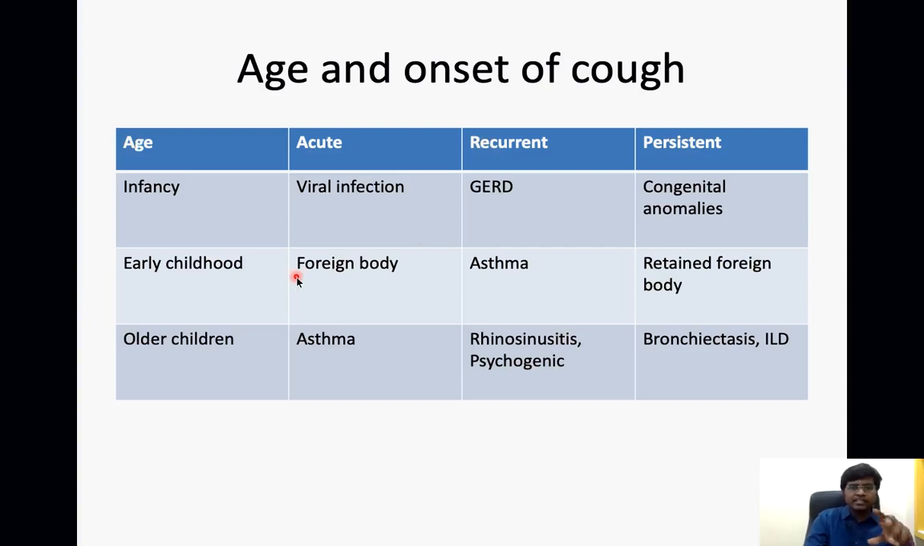And in early childhood, for example a child of age 2 to 4 or 5 years, less than 5 years, presenting in an acute setup. The mother says the child was previously well, and suddenly the child is having cough.